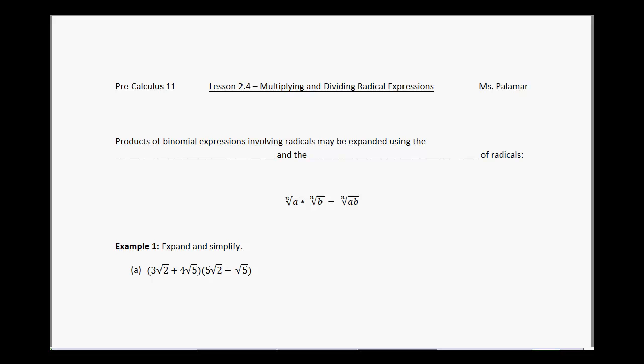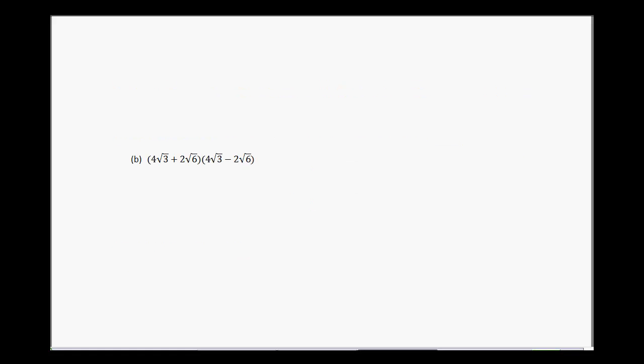Products of binomial expressions involving radicals may be expanded using the distributive property and the multiplication property of radicals, just like what we were using before. The nth root of a times the nth root of b equals the nth root of ab. So let's go ahead and start doing some examples.